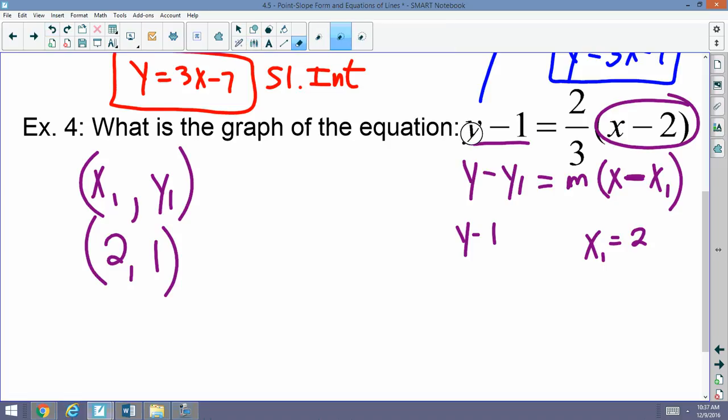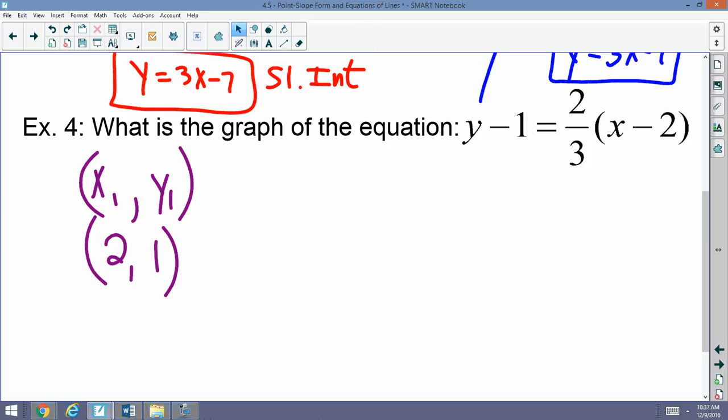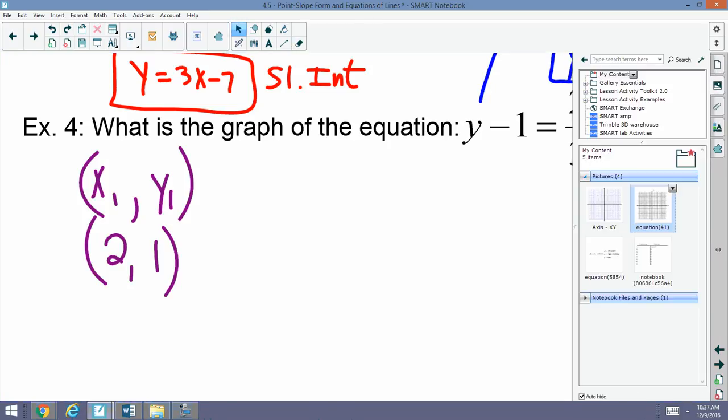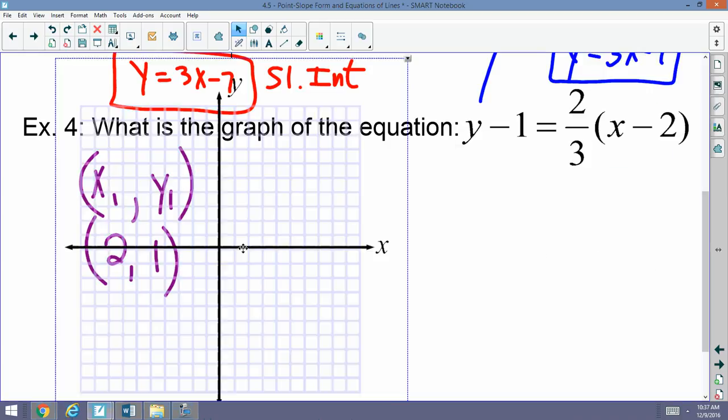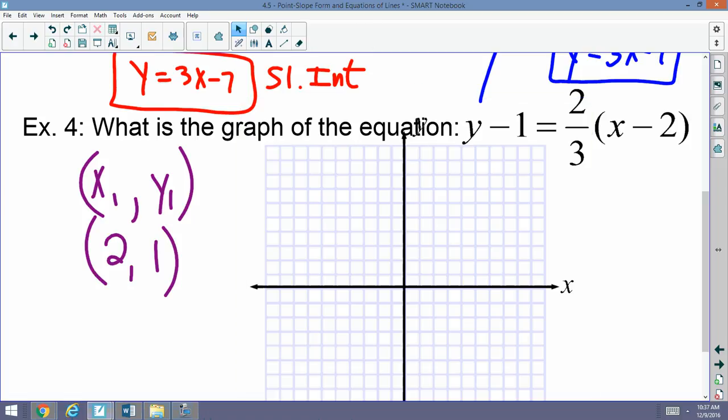Very simple. Let me get a little graph paper up here. All right, there we go. What's the x1, y1? 2, 1. So go to 2, 1. Now, guys, if I've helped you learn anything, what do we know about the slope on a particular line? It's linear, but it's always constant. Very good, guys. It's always constant. Good job.